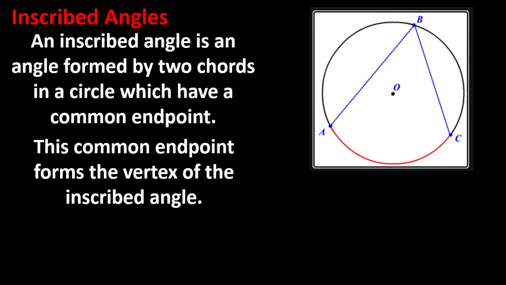If you connect these to form 2 chords, we have chord AB and chord BC. When you connect them and they meet at a common point, this is what we call the vertex, and they will form an angle. This angle is called an inscribed angle. Remember that in a given inscribed angle, the 3 points must all be on the circle.